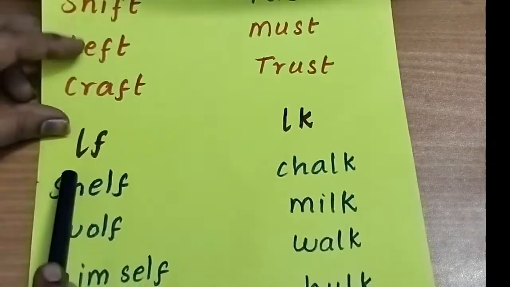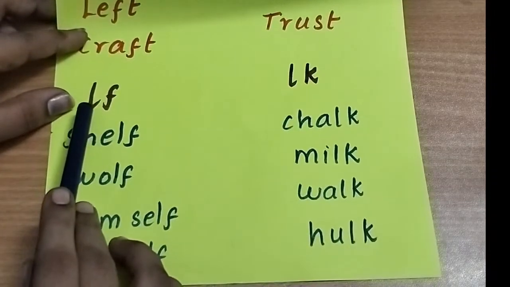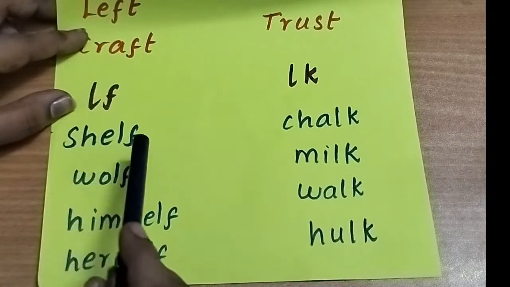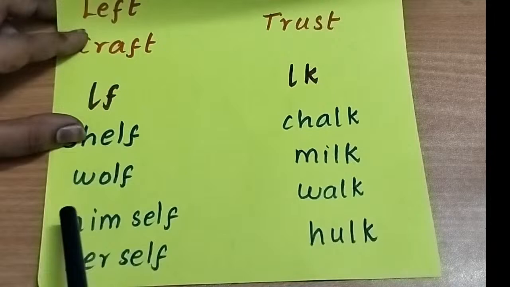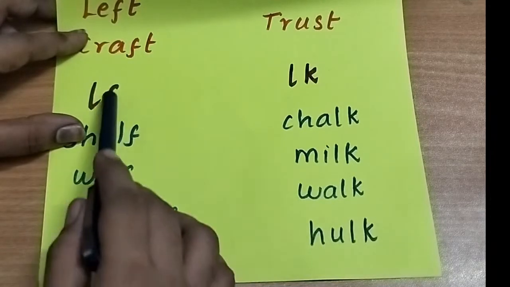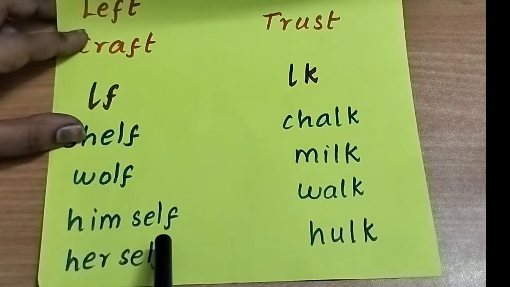Next is LF and LK. The sound of L is L. The sound of LF. Shelf, wolf, himself, herself. So this LF blend will be at the end of a word.